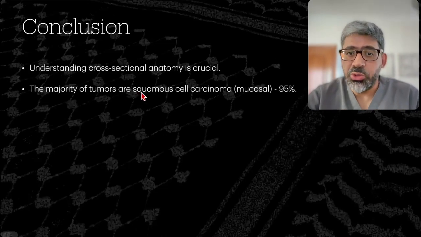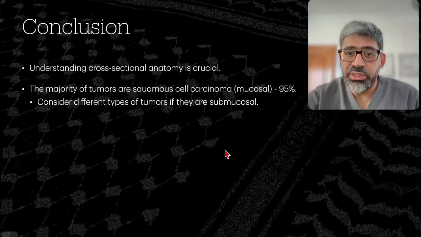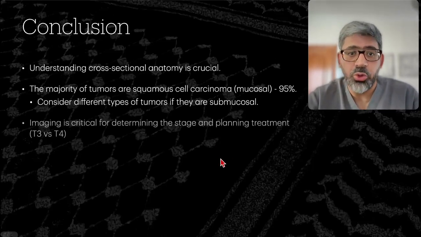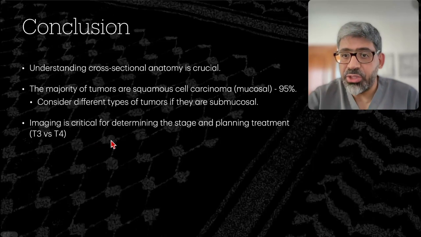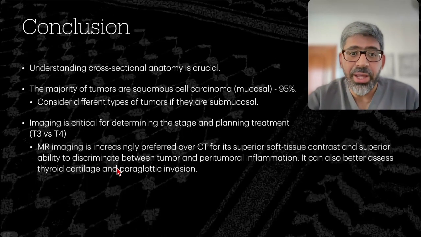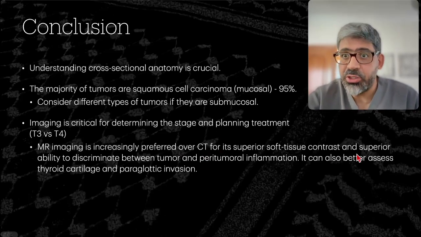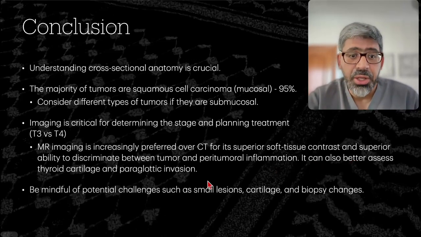The majority of tumors are squamous cell carcinoma, and the main role of imaging is to assess the submucosal extent of the disease and involvement of any structure that may affect management or outcome. Imaging can help differentiate T3 from T4 tumor, which can also affect treatment planning. MR imaging has replaced CT for the larger part of laryngeal cancer imaging due to its superior ability to differentiate between tumor and peritumoral inflammation and to better assess the cartilage involvement.